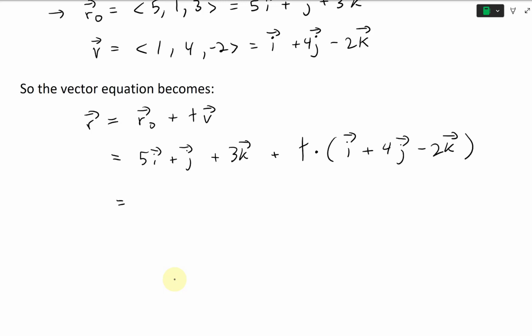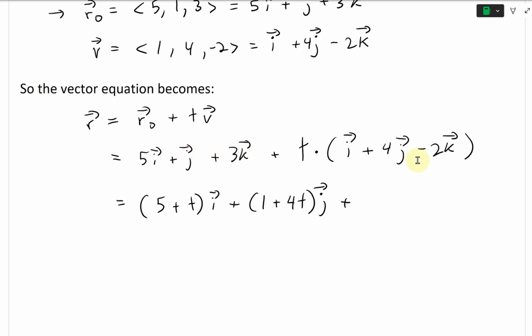And then combine these all together. So multiply this inside and then add all the terms up. So we're going to have 5 plus t, this is going to be t times i, the i standard basis vector. And then the next one's the j, that's going to be 1 plus 4t, j, like that. And then plus the next one, which is 3 minus 2 times t, so 3 minus 2t, and this is going to be k, like this.